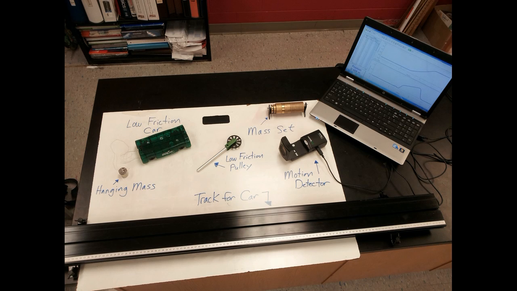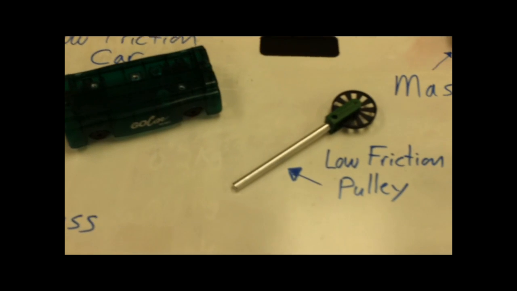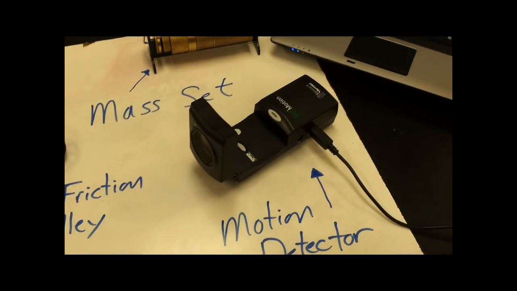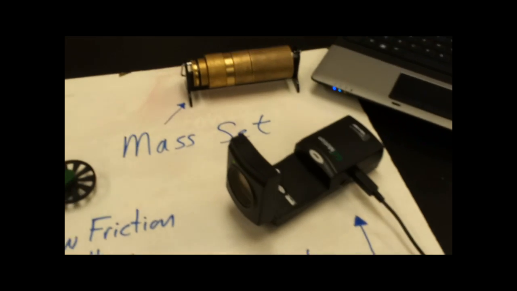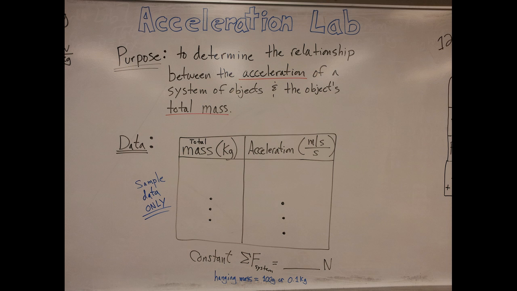The lab equipment involves the following: a hanging mass, which may be different for each lab group, a low friction car, a low friction pulley for the string to go over, the horizontal track for the car, a motion detector hooked up to a laptop with Logger Pro, and a mass set. To determine the relationship between the acceleration of an object and its mass, we're going to have to figure out how to change the mass of the system, measure its acceleration while keeping some of the forces on the system constant the entire time, making sure that any change in acceleration is only due to the change in the system's mass and not the change in any forces on the system.